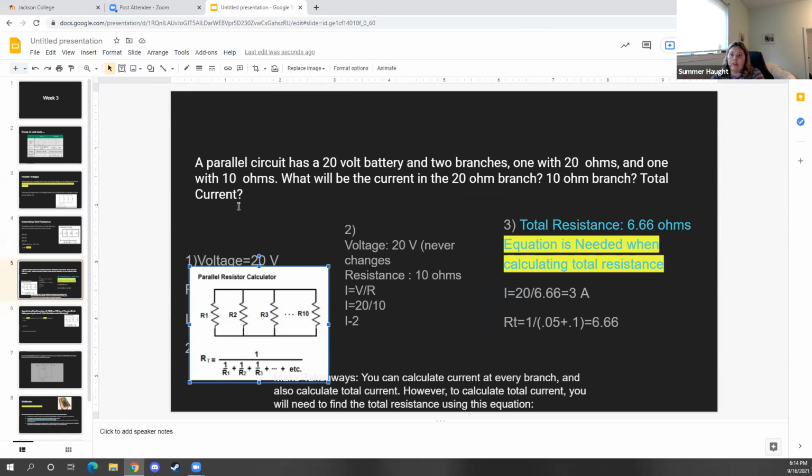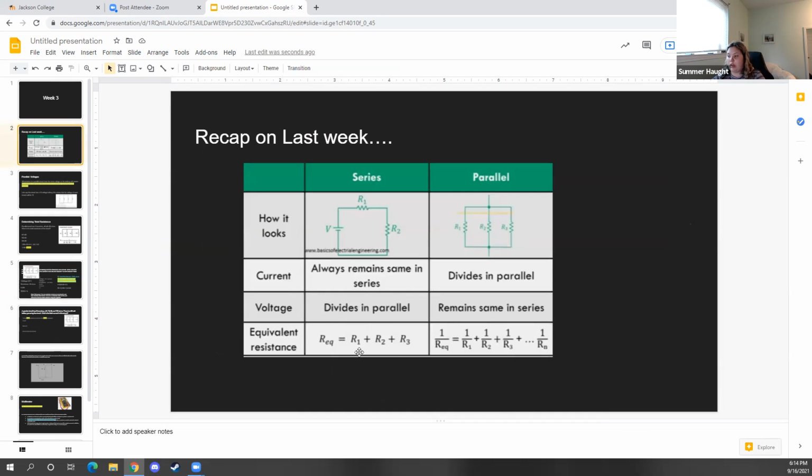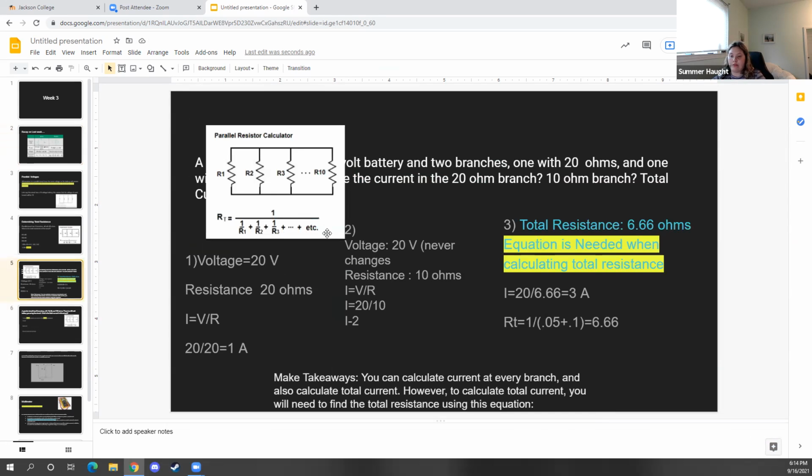So if it just says find the current in the whole circuit, like it doesn't say find the current at this location. If it just gives you a specific or a broad question that just says find the current in this parallel circuit, this is when you have to first find the total resistance. And the total resistance is found using this equation. Similar to how last week we used this equation, which was just the sum to find the total resistance of a series circuit. Now we have to use this equation because parallel is just a little bit more complicated because of how they work.